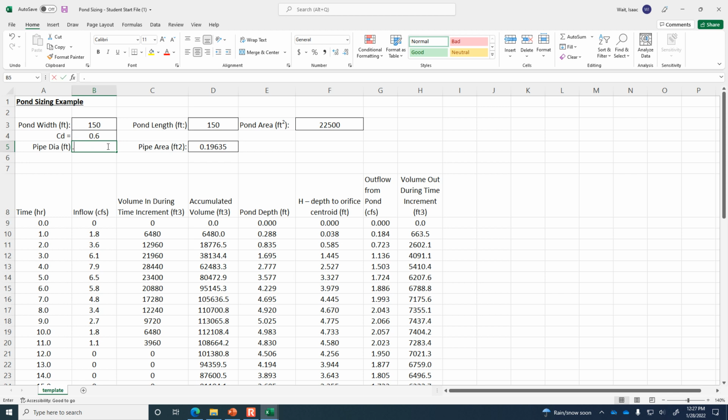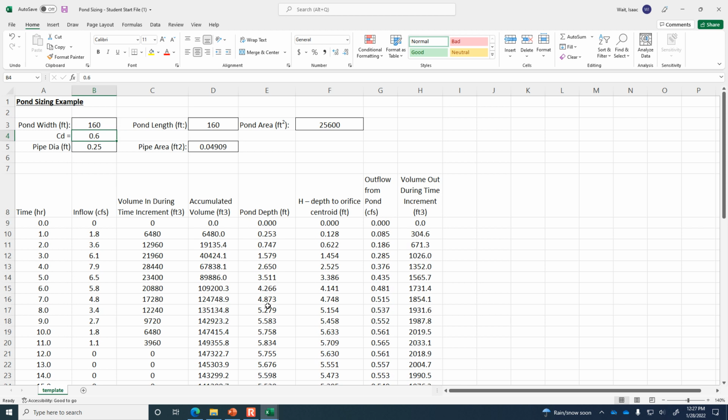Let's take a look at 0.25. Now this is going to change both the depth and the outflow. Our depth is now back over 6 feet, but the outflows are way closer to where they need to be. All right, so then let's make the pond a little bit bigger, like maybe 160.